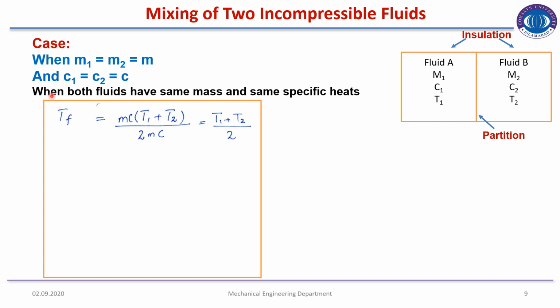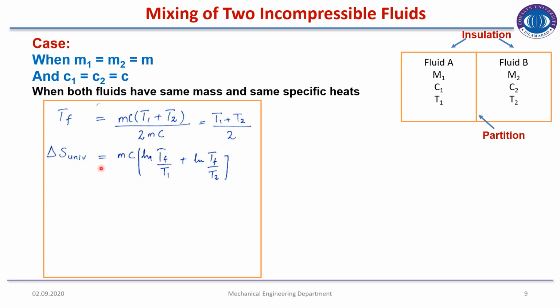So here it is also written when both fluids have the same mass and same specific heats. So the relation for the final temperature is reduced to mc (T1 plus T2) divided by 2mc, and both mc cancel out, so Tf equals (T1 plus T2) divided by 2. So the final temperature will be the average of both temperatures.